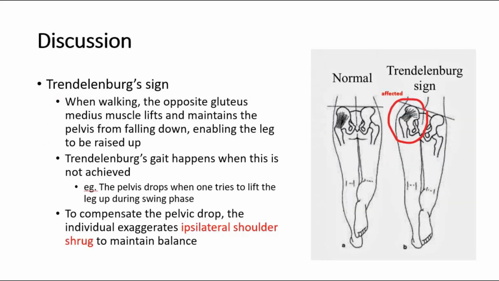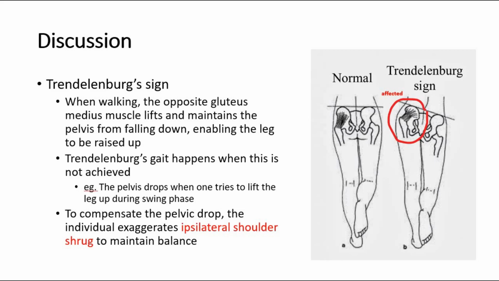So after doing those examinations, in the discussion part, this is a commonly asked question by the examiners, which is to explain the Trendelenburg sign, which is one of the common gaits seen in hip pathology. So this picture shows, picture A shows a normal pelvis, whereas picture B shows there's Trendelenburg. So for explanation of this sign, when we are walking, the opposite gluteus medius muscle will lift up and maintain the pelvis from falling down, so the leg can be raised up as well. However, Trendelenburg's gait happens when this is not achieved, and it can be due to various causes, which I will explain later on.